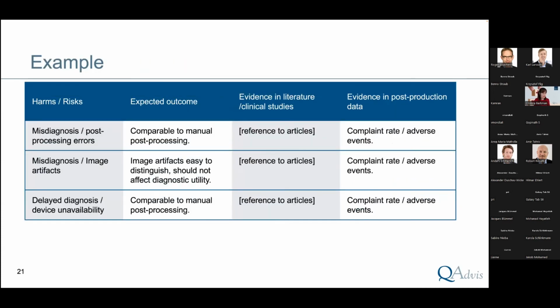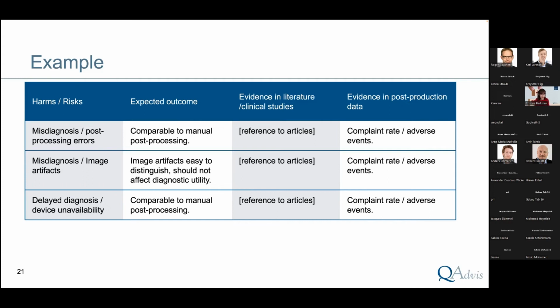How could such a table look like? For example, in this case, for the same software device, one of the main harms or risks is the risk of post-processing errors, which may lead to misdiagnosis. Expected outcome for this risk would be that the risk should be comparable to manual post-processing, because that's what we compare to, that's the state of the art. And then you should have reference to articles or clinical studies, and also evidence in post-production data, where you would look into the complaint rate, number of adverse events.